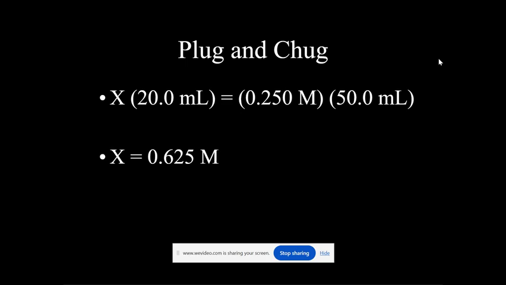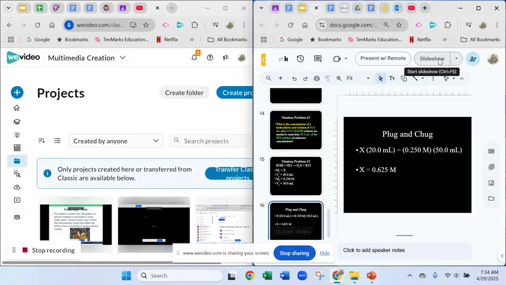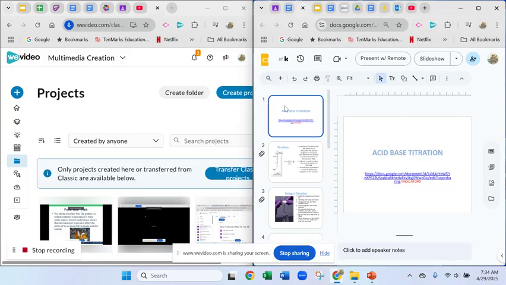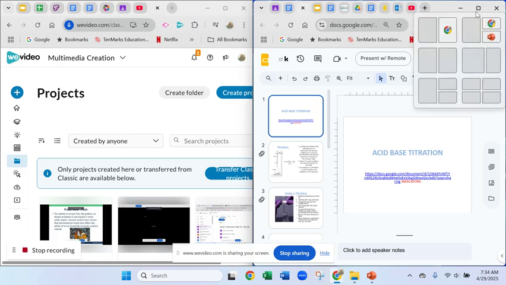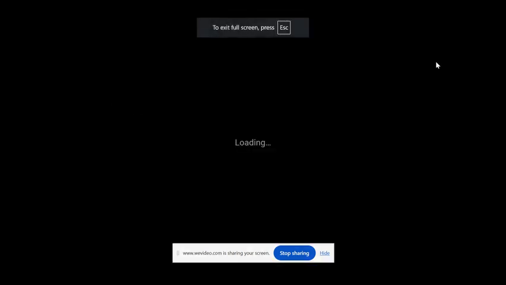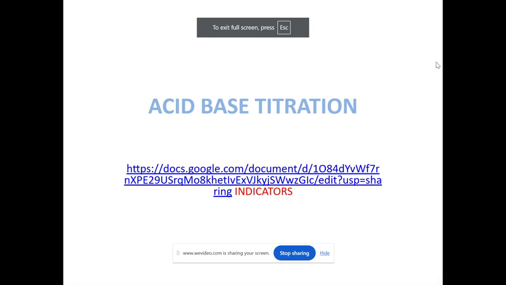So let me get out of here because now we're going to go to the next page. And this is, where is it here? We're going to talk about acid-base titration. Oops, that's not what I want to do. I want to go here. Sorry. Little technological difficulty there.